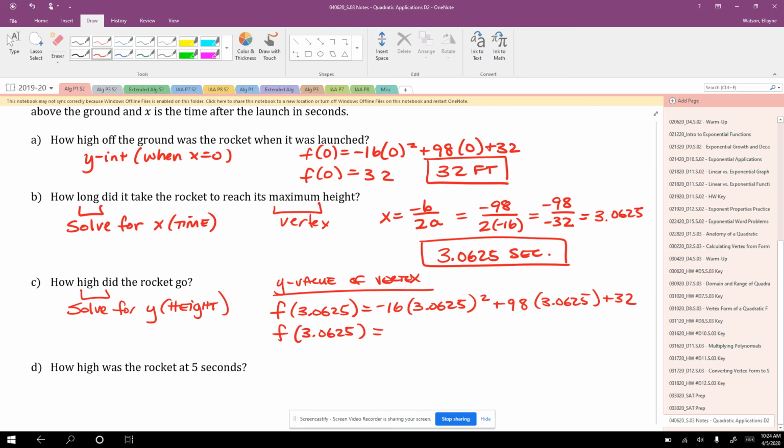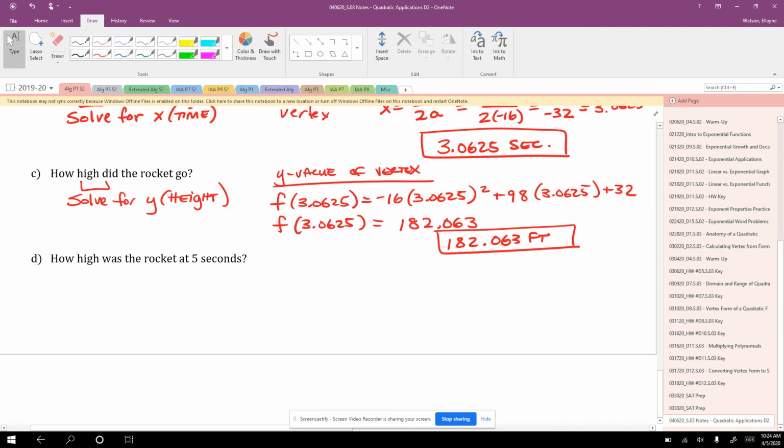And I get 182.063. Okay, and I would probably round that, but it doesn't specifically say to, so I'll leave it as is, 182.063 feet. Typically, we might ask you to round that to the nearest whole number, in which case we would say 182. Okay. All right, and then last question, how high was the rocket at 5 seconds?